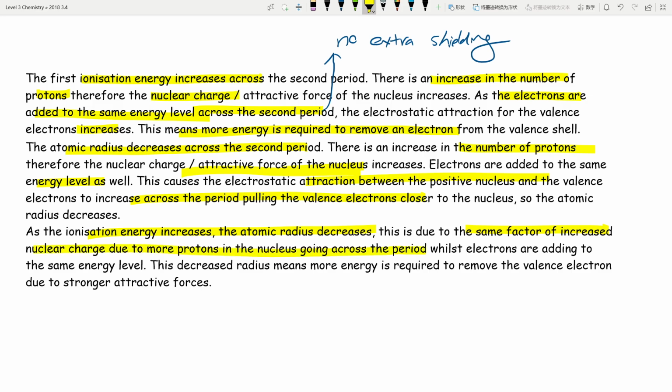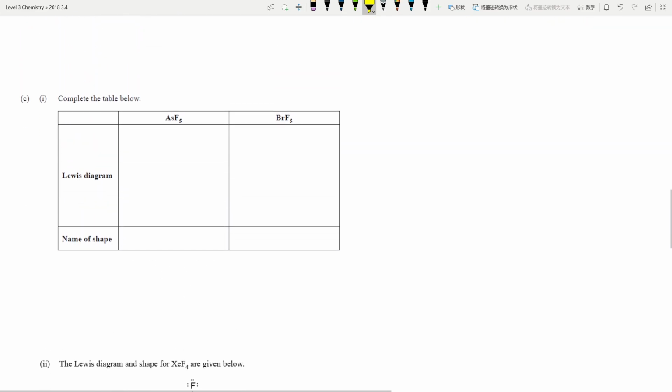So this is going across a period. So yes, this is the same thing. All right, so very straightforward. I do hope so. If you're still confused, rewind and listen to the explanation again. Okay, now let's do the next one.